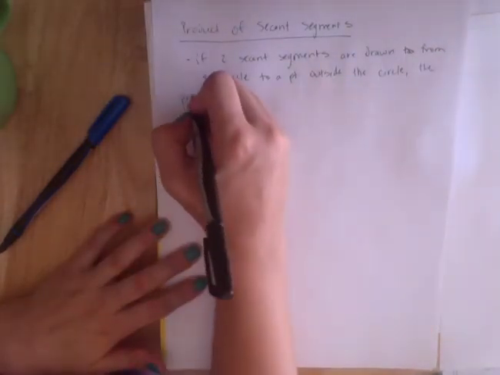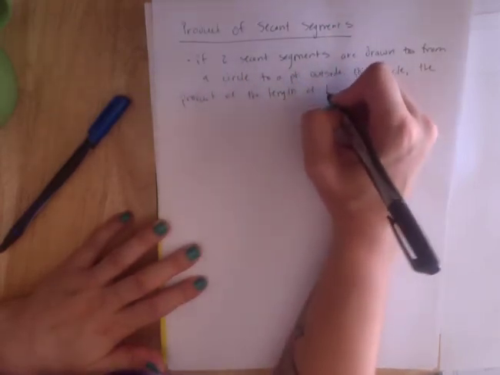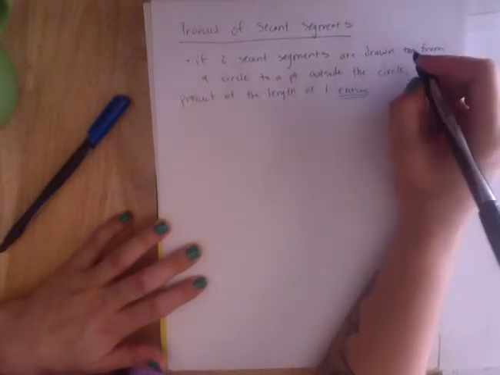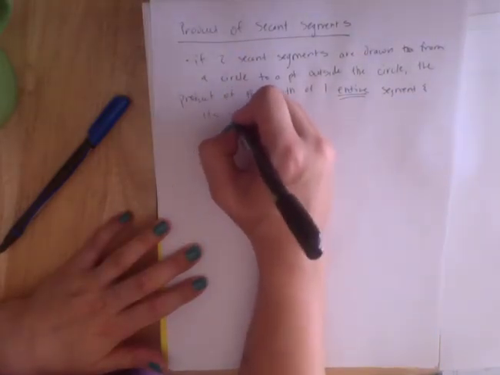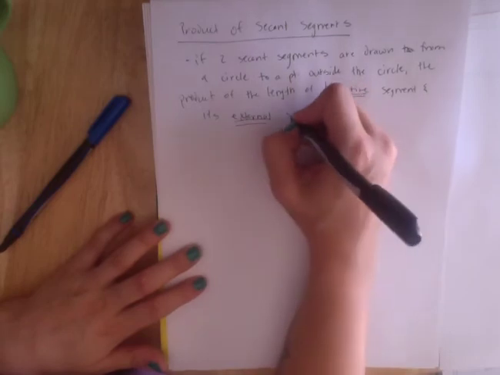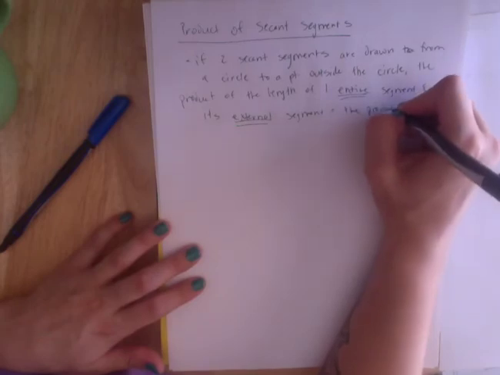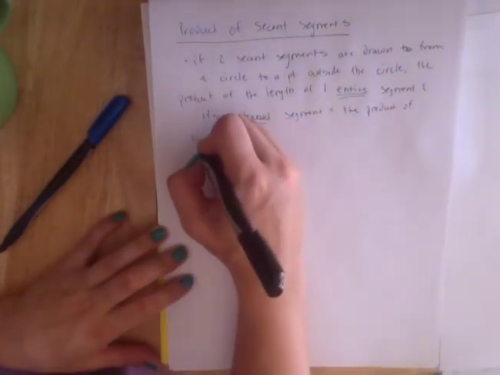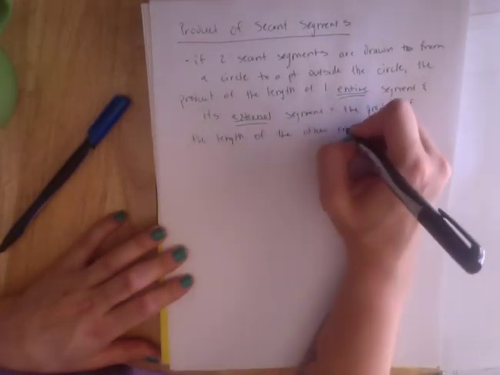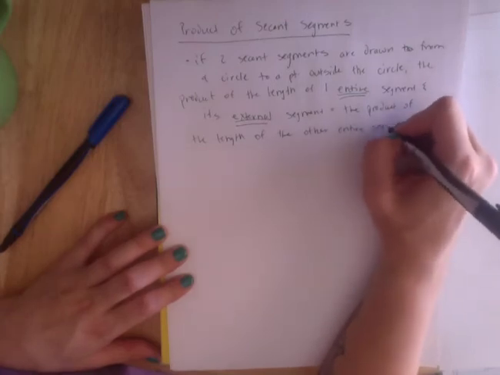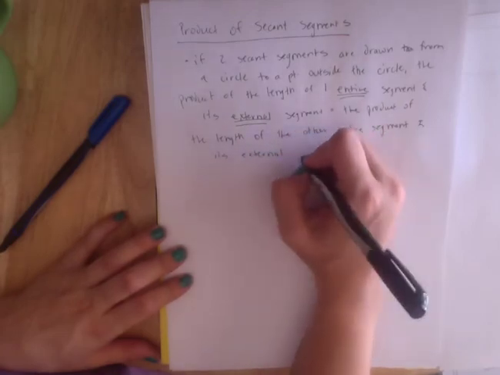the product of the length of one entire segment and its external segment equals the product of the length of the other entire secant segment and its external segment.